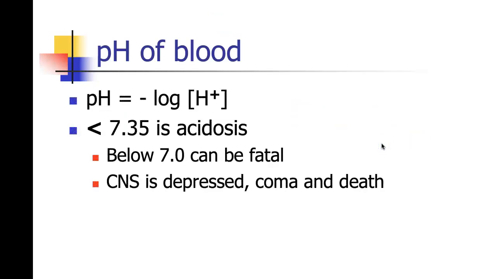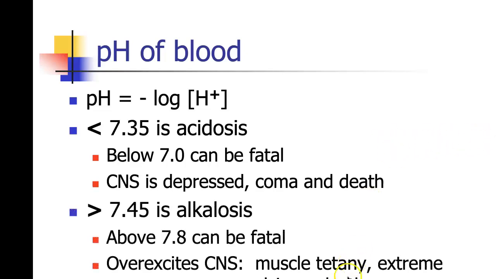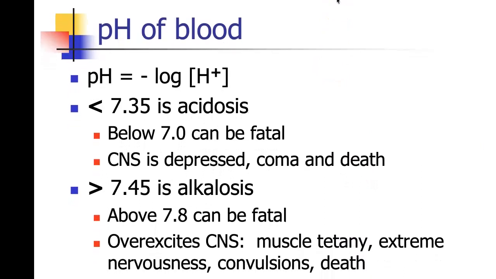Okay, so our pH is the negative log of the concentration of hydrogen ions. And we just said that below 7.35 is acidosis. Below 7.0 can be fatal. At this condition, the CNS is depressed and you can enter coma and even death. Above 7.45 is alkalosis, so anything above that can be dangerous. Above 7.8 can be fatal. This is because it overexcites the CNS, and so you can get muscle tetanus, extreme nervousness, convulsions, and death.